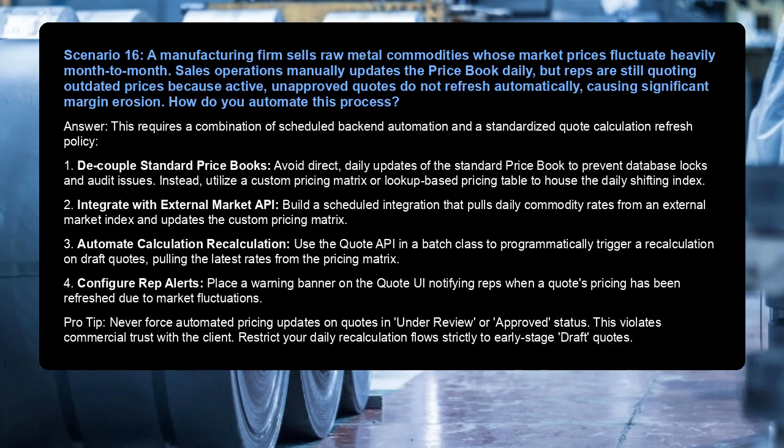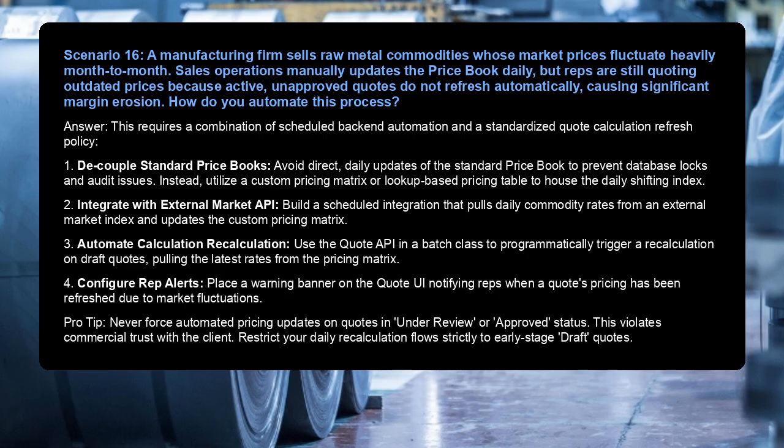Answer: this requires a combination of scheduled back-end automation and a standardized quote calculation refresh policy. 1. Decouple standard price books. Avoid direct, daily updates of the standard price book to prevent database locks and audit issues. Instead, utilize a custom pricing matrix or lookup-based pricing table to house the daily shifting index. 2. Integrate with external market API. Build a scheduled integration that pulls daily commodity rates from an external market index and updates the custom pricing matrix.